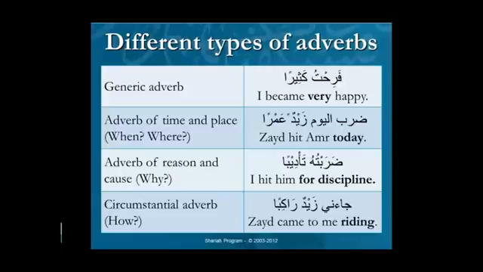So in Arabic we're able to do that in a single word. In English you can't do that. You have to say for discipline. You have to bring the word for. So this is the adverb that in English should have existed but doesn't: the adverb of reason and cause. And then our last one is the circumstantial one. So you're answering the question how. Zayd came to me. How did he come? He came riding. So the word riding is an ism.